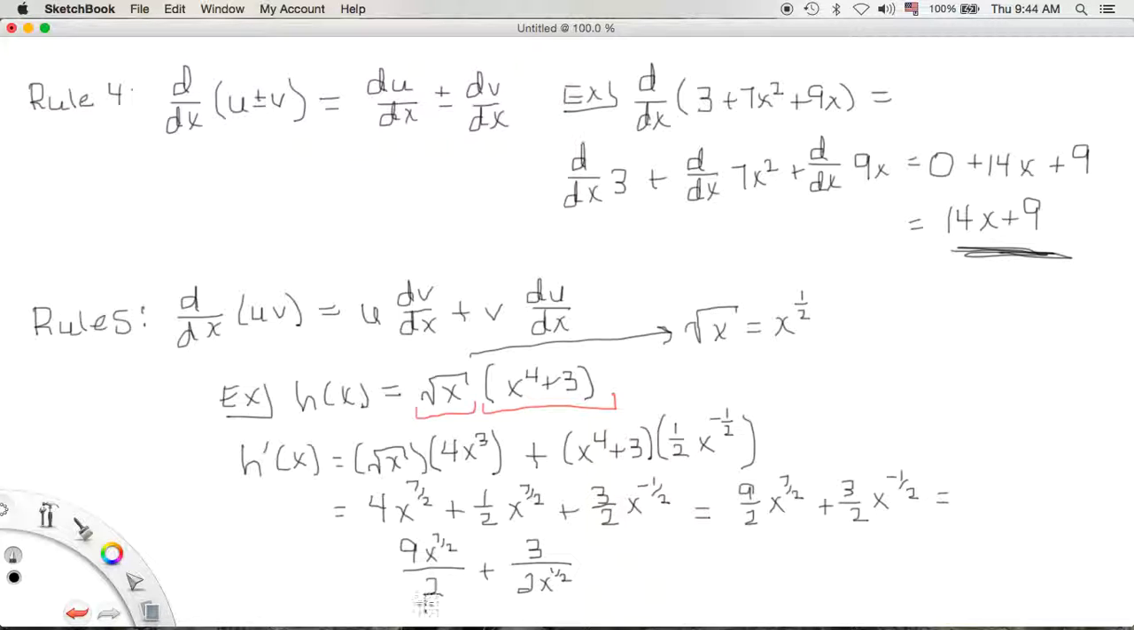So if we want to get a common denominator, we have to multiply this times x to the 1/2 over x to the 1/2. We end up with 9x to the 4th plus 3 all over 2 times the square root of x. Or you can leave that as x to the 1/2, either way. But the point is this product rule right here. First times the derivative of the second plus second times the derivative of the first.